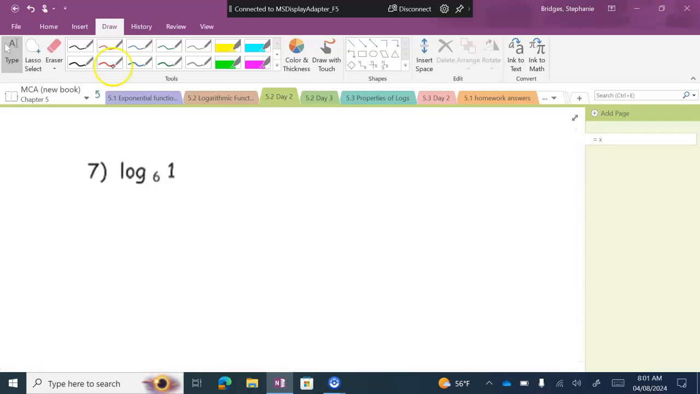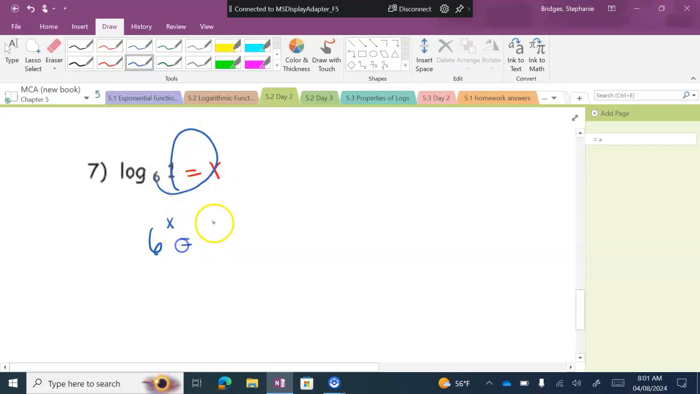So set it equal to x. Take it to exponential. Except I didn't put it equal to x, did I? Try that one more time. Set it equal to x. Take it to exponential. And then again, there's not really a way to rewrite the bases. This is just one we have to remember. Anything to what power equals 1, that is 0.